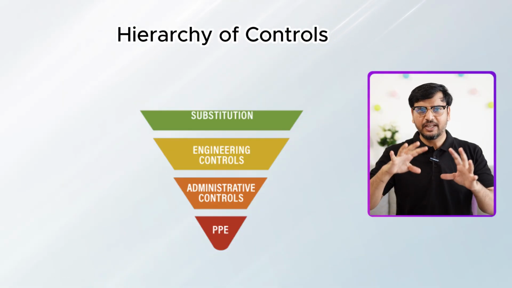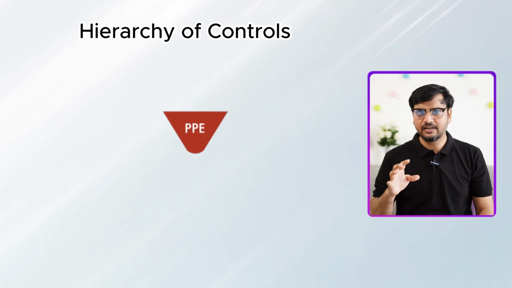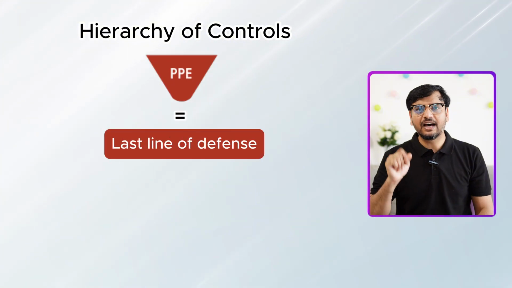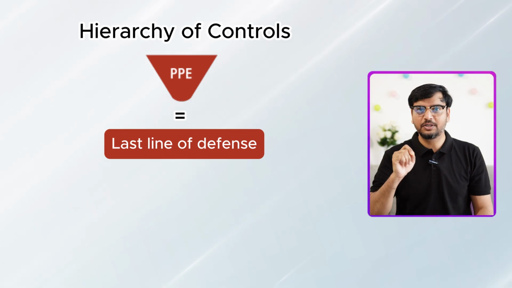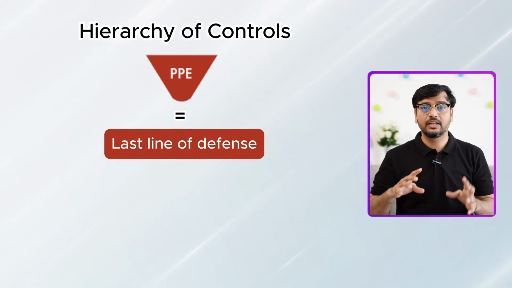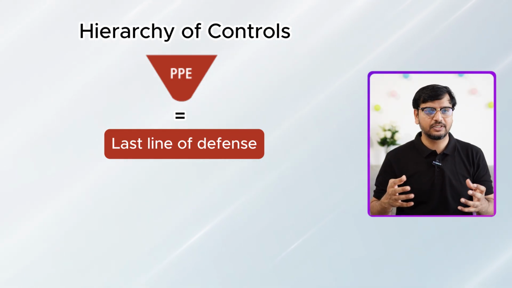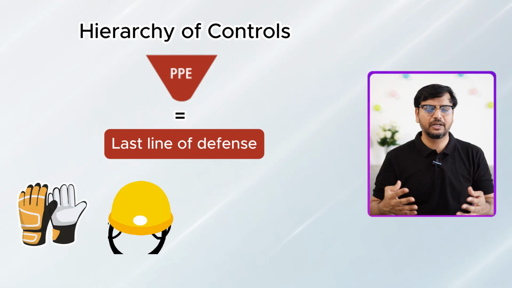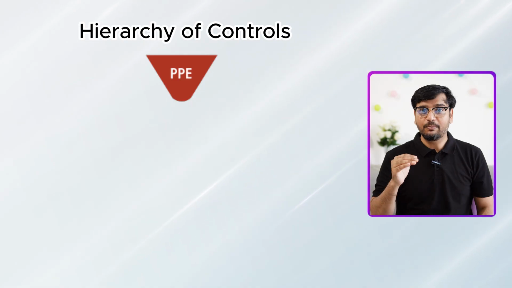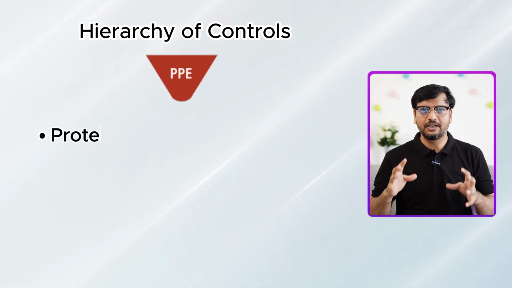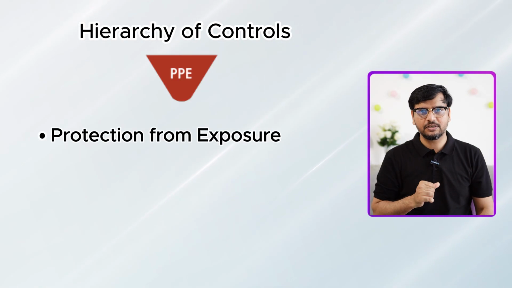So the last element in the hierarchy of control is PPE, that is personal protective equipment. PPE involves wearing equipment to protect against hazards. This is considered the last resort or last line of defense because it does not eliminate or reduce the hazard itself. There are different PPEs that can be used, such as hand gloves, safety helmets, safety shoes, earplugs, and all that. So employees can use PPE at the workplace to protect themselves from exposure.